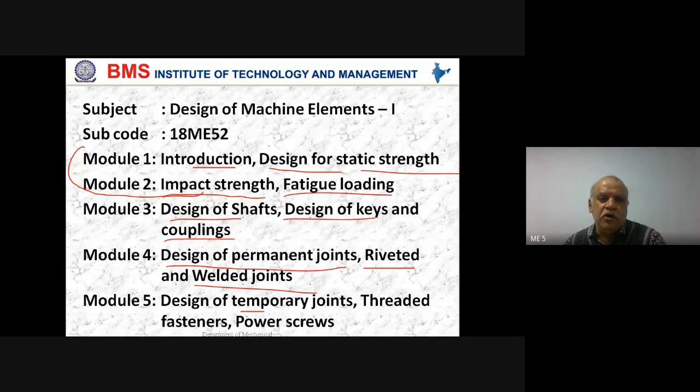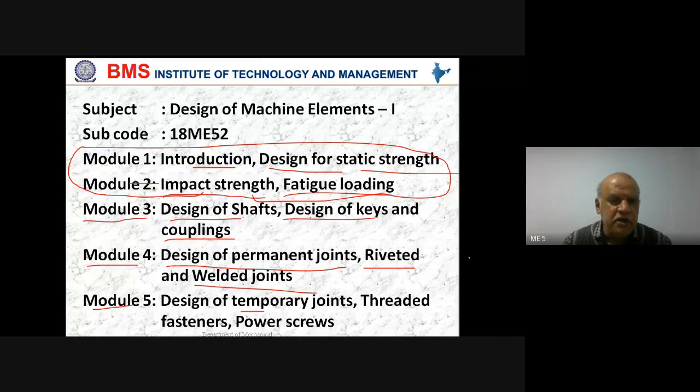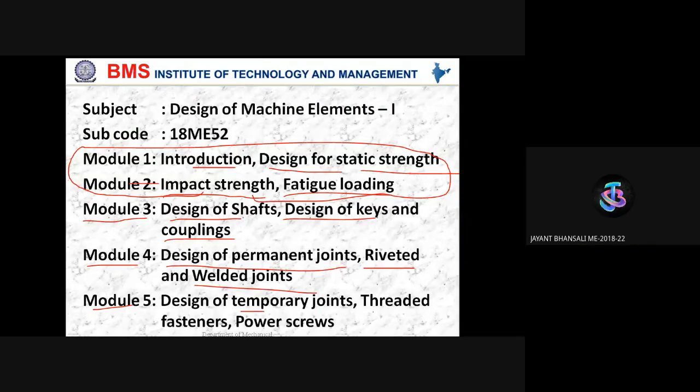So if you look at module 1 and 2, it is basically the extension of whatever we have learned in our mechanics of materials. They are all complete basics. So from module 3 onwards, it's all about design of components. Is that okay? Are you there with me? Yes, sir.